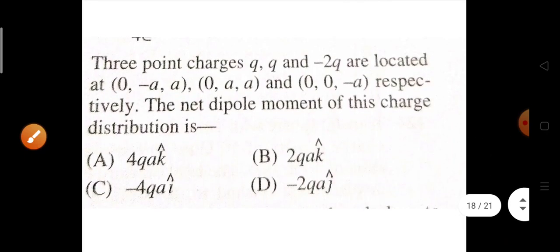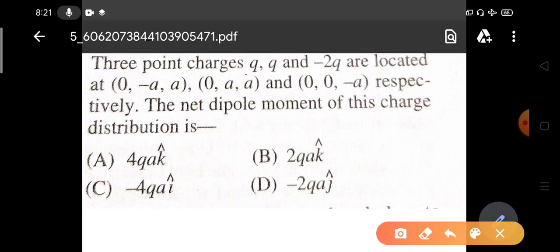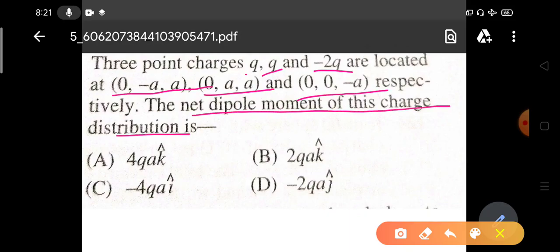Now come to the next question. 3 point charges Q, Q and minus 2Q are located at (0, 0, -A), (0, A, 0) and (0, 0, -A) respectively. What is the net dipole moment of this charge distribution?